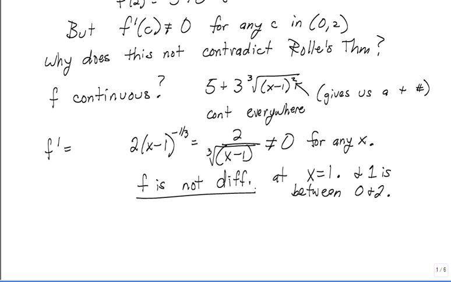f is not differentiable, and it has to be differentiable for every point in the interval. And it's not. It's not differentiable at 1 because it's undefined at 1. Right here, if you look at this, f prime is undefined because it makes 0 in the denominator at x equals 1. You can't have 0 in your denominator.